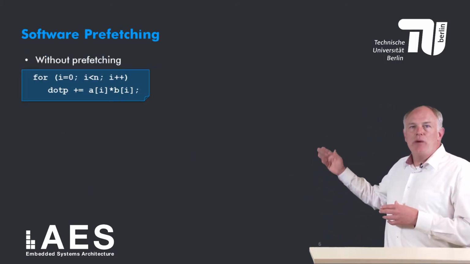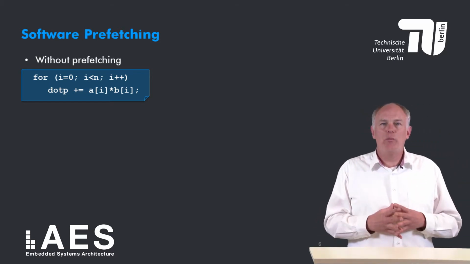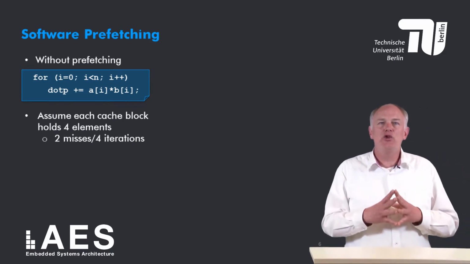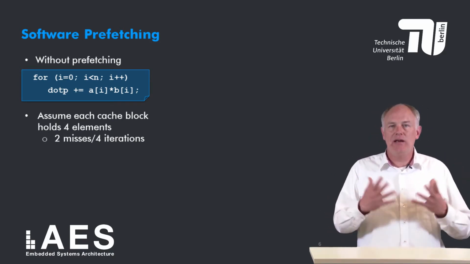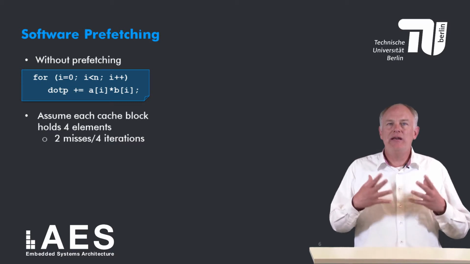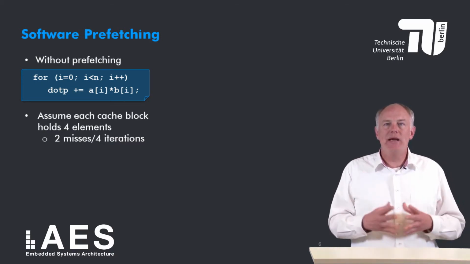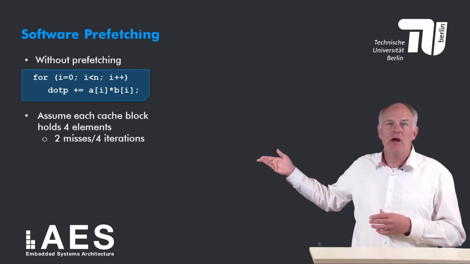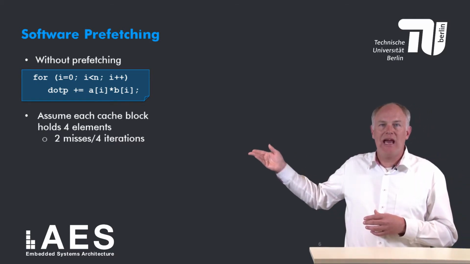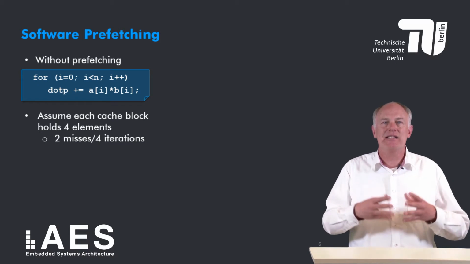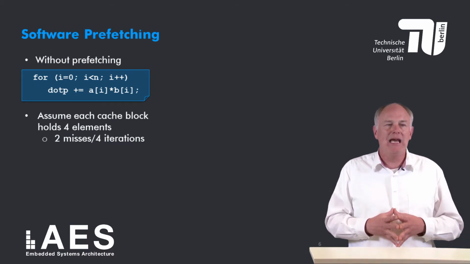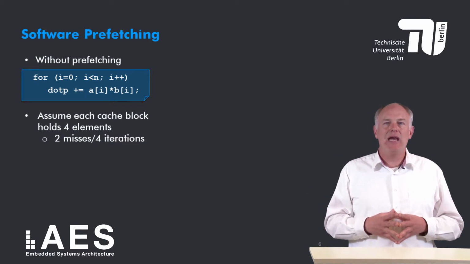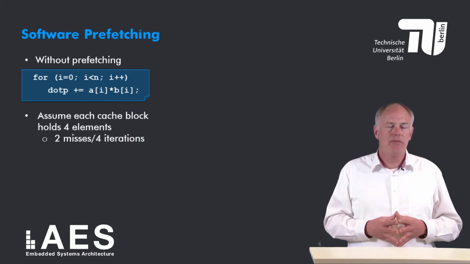This shows the dot product kernel again without prefetching. In the current and the next examples, I assume that each cache block can contain 4 elements. Then this kernel will incur 2 misses per 4 iterations, a miss for the first access to an element of A in a block and a miss for the access to the first element of B in a block.